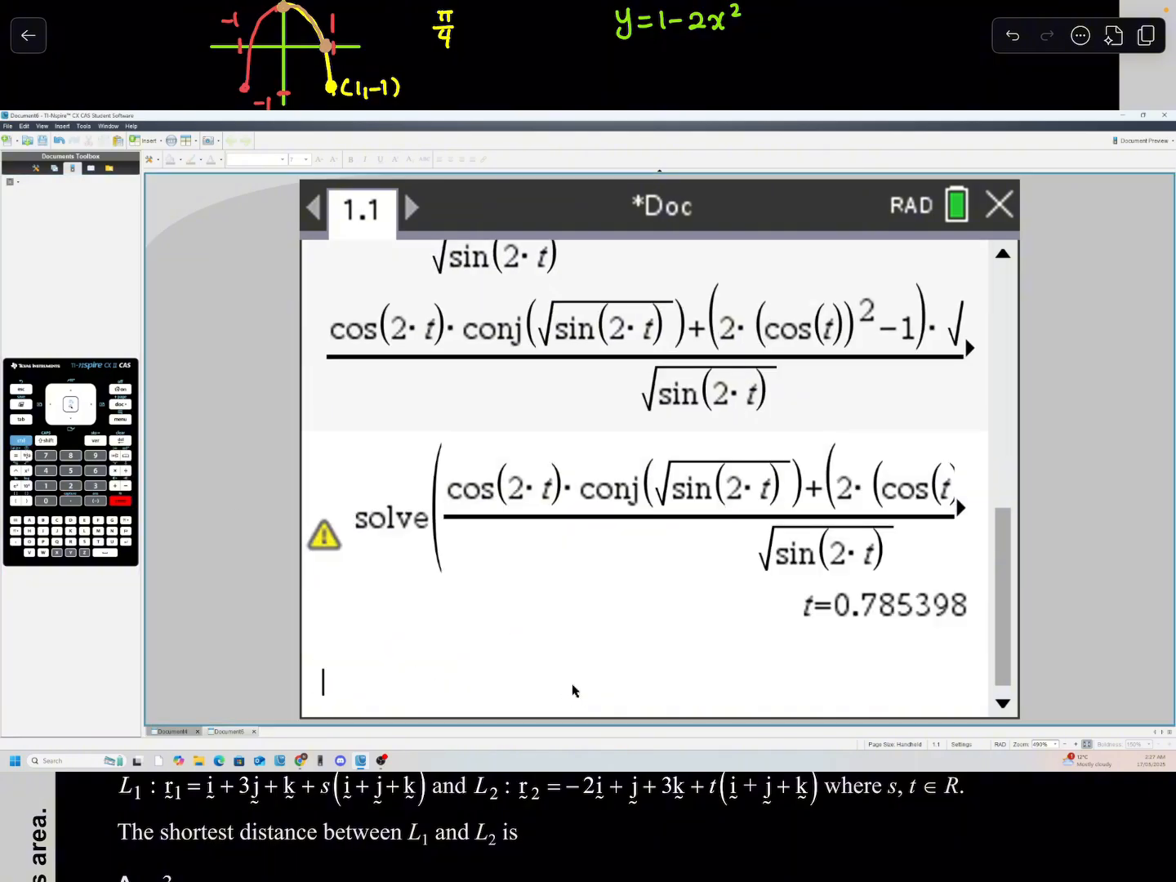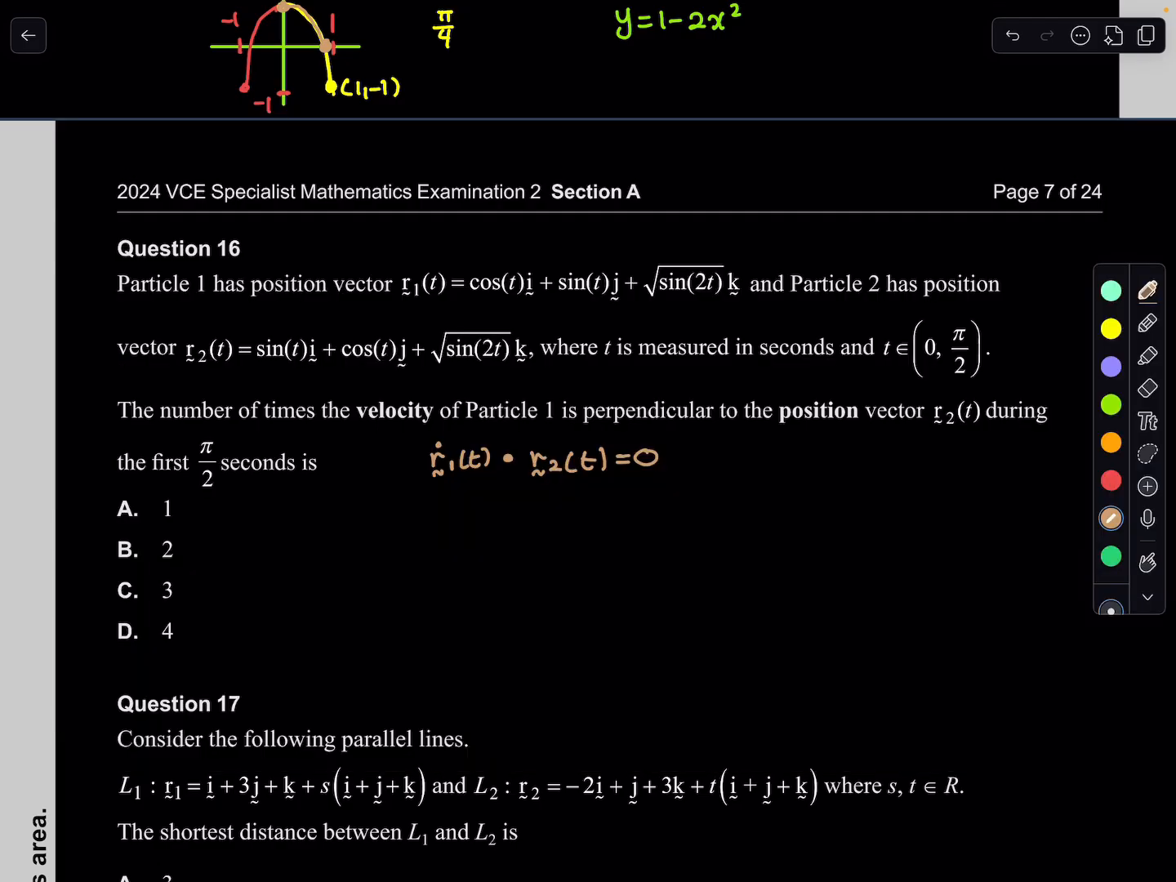And so there's only one time. So actually, the number of times is only once, it looks like. So let's choose 16A for that one.